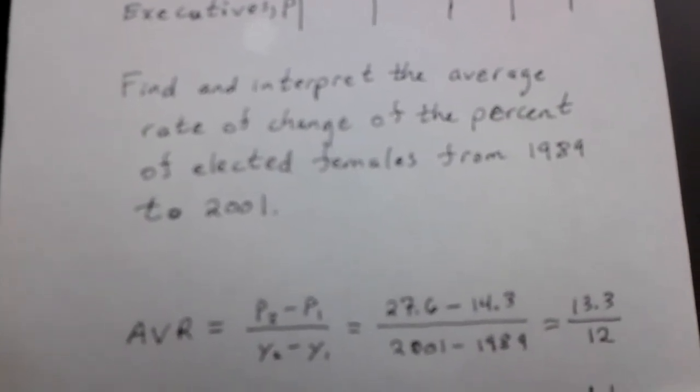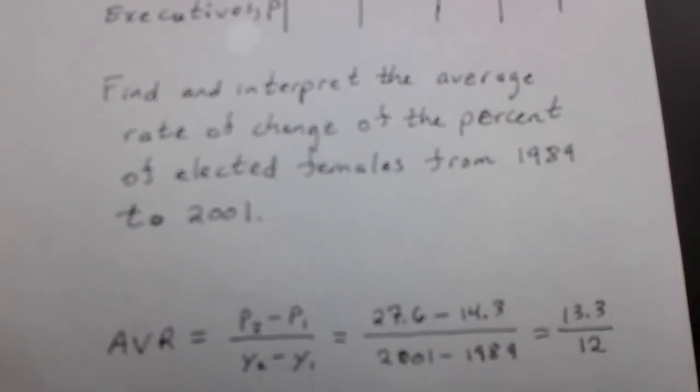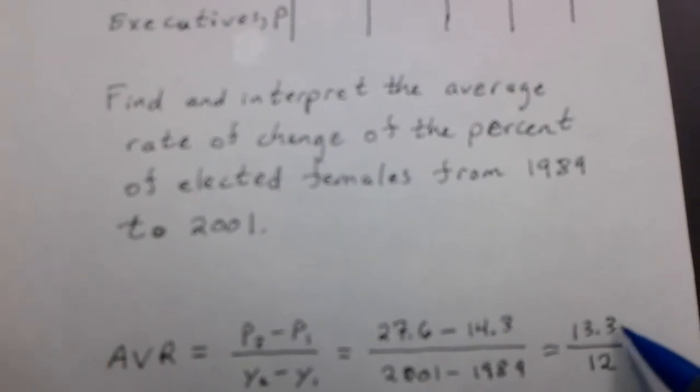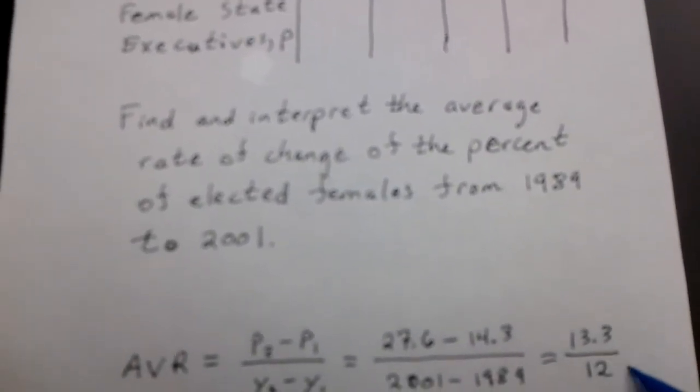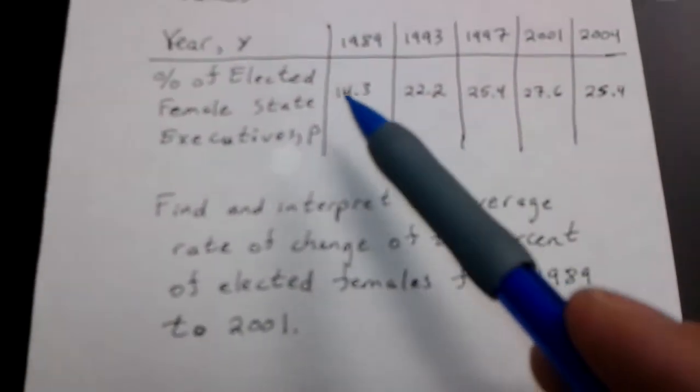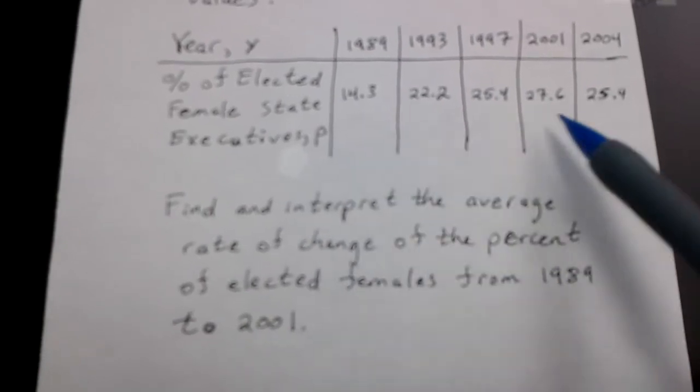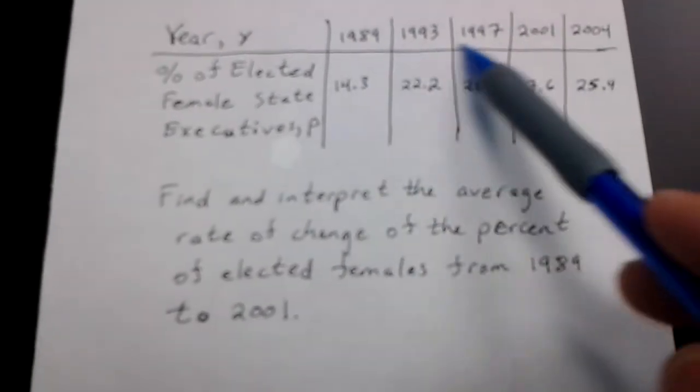13.3. Let's talk about units here. So this should be percentage points over that 12-year period. Let's look at it again. So it increased by 13.3 percentage points over that 12-year period.